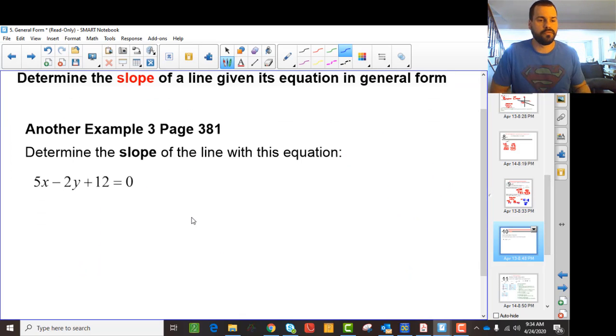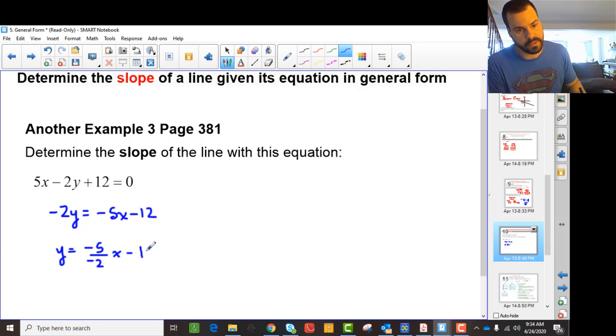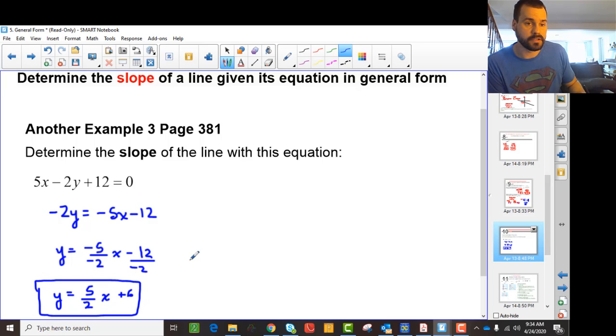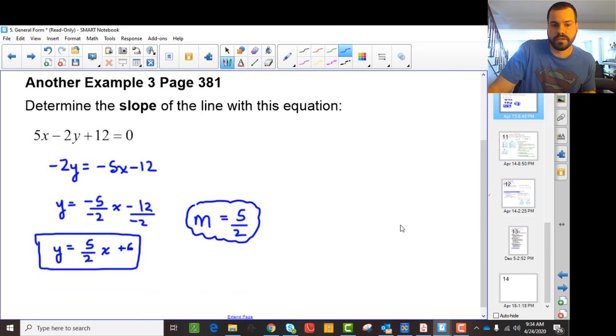So let's just do another example. 5x minus 2y plus 12 equals 0. Again, I'm going to use just option 1 because I think it's more efficient. So I'm going to go minus 2y is equal to minus 5x minus 12. And then y becomes, I'm going to divide by negative 2. So minus 5 over minus 2x minus 12 over minus 2. And that becomes 5 over 2x plus 6. Okay, so that's my slope-intercept form, which means my slope, which is what I'm actually after, is 5/2.